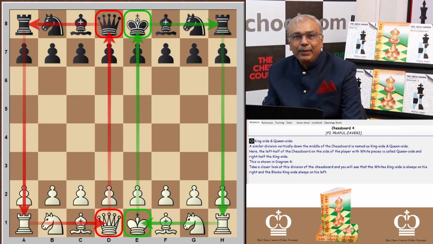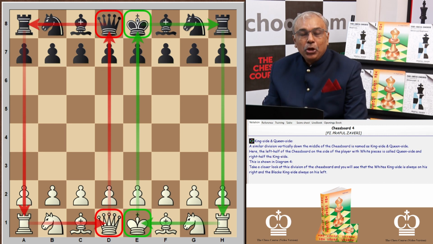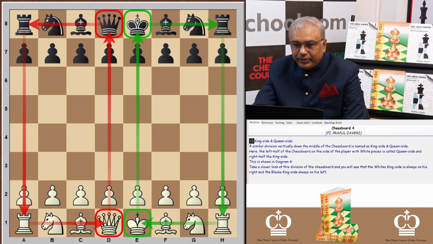These are basically only 1 piece each, so it becomes easy to demarcate. So we can see that the 4 vertical rows where the queen stands are named as queen side, and where the king stands it is named as king side. And we can also see that for white his queen side is always on his left and king side on his right, and for the black player it is just the opposite. So black player will have queen side on his right and king side on his left.